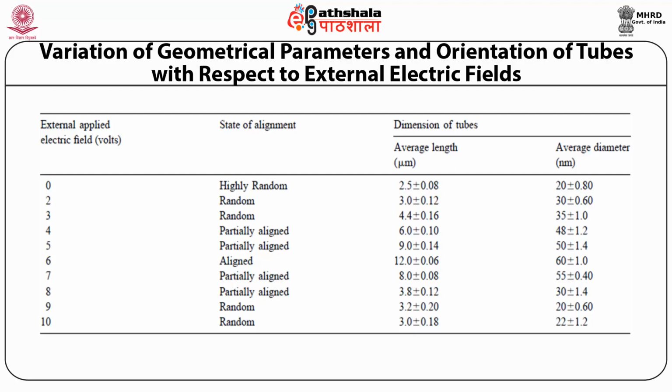If there is no electric field applied, meaning 0 volt, the state of alignment is highly random, and the length is around 2.5 micrometer and the diameter is around 20 nanometer. When I talk about 6 volt, the state of alignment is really aligned, forming bundles. The average length increases up to 12 micrometer and the diameter up to 60 nanometer. Whereas below 6 and above 6 volt, the state of alignment is either random or partially aligned, and the average length is lower than at 6 volt, as is the average diameter.